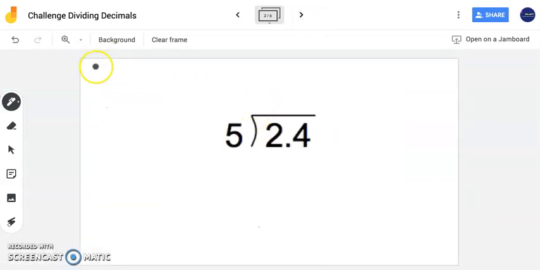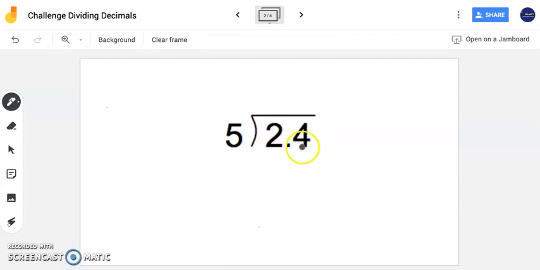In this problem here, you have 2 and 4/10 divided by 5. I'm first going to look at my divisor, and I see that I have the number 5. There's no decimal involved, so I can simply begin my long division. Now, in this video, I will be doing long division, but you can choose to use whatever method you would like to divide each problem.